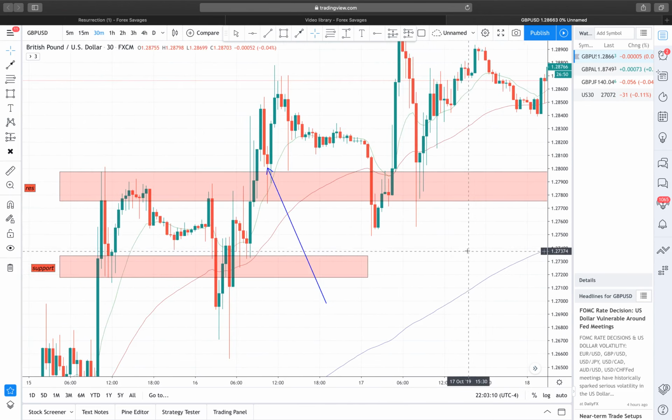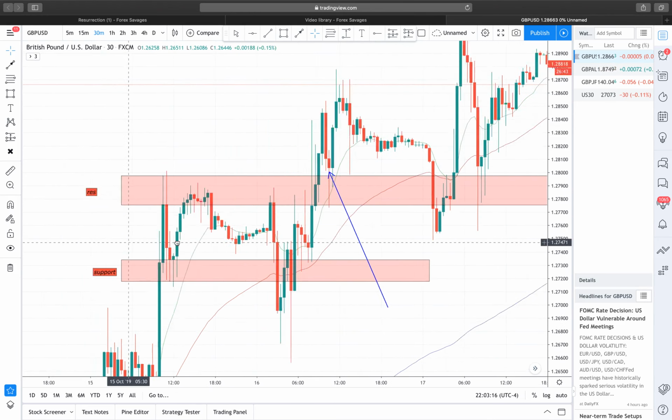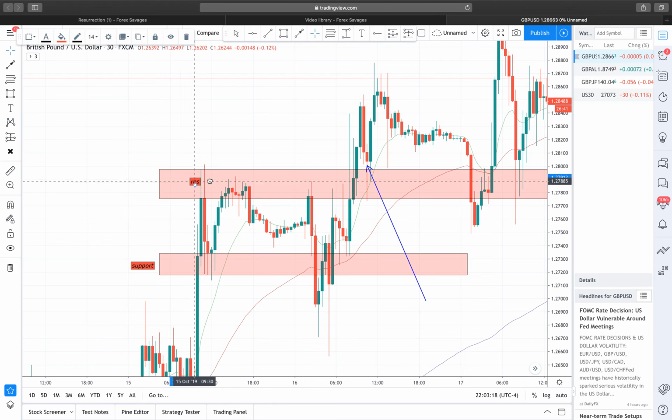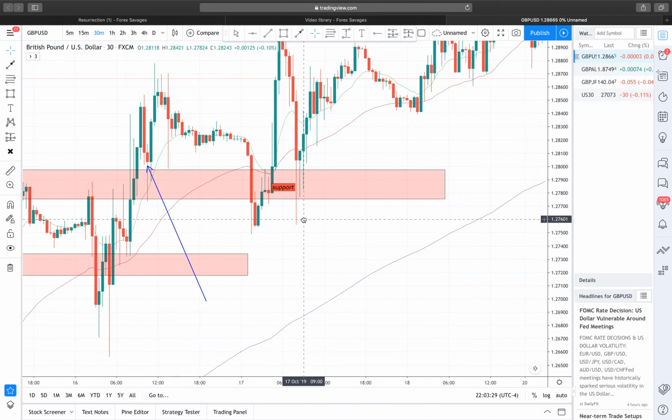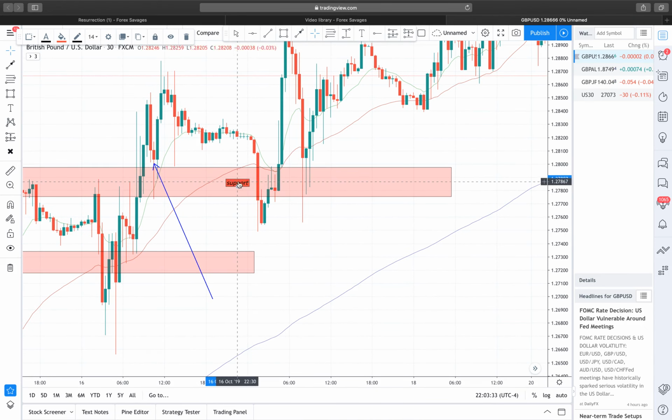And I'm about to tell you guys something really important right now also. The moment that your resistance is broken and retested, that resistance is no longer a resistance. That resistance becomes a support. Vice versa. So basically, this is our new support area.